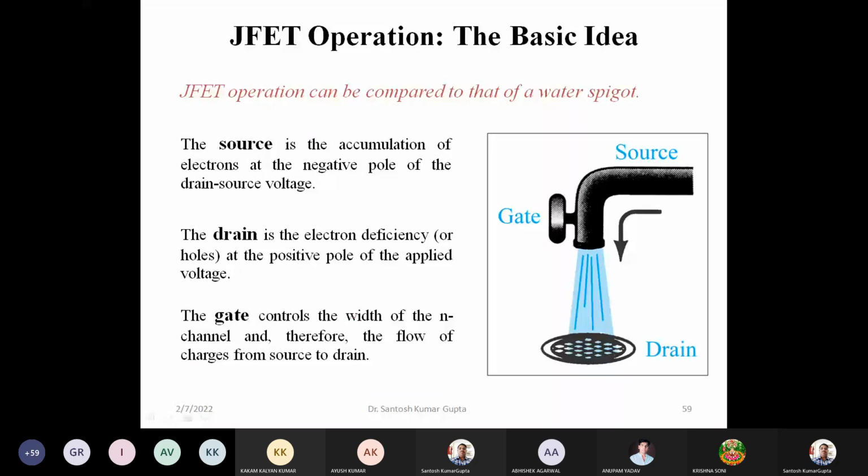I was lost with connections. Again, I think it is connected. So the basic idea about the JFET operation is what we were trying to discuss here. We can compare this to a water tap. In the water tap, on one side we have a source of water, and there is a drainage of water on the other side, and we can control the flow of water through it by this gate, the tap.